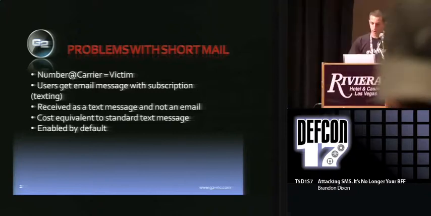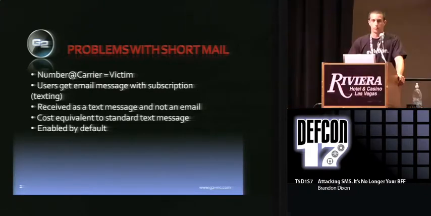So starting with the short mail, the second you have an account or some service with your mobile provider, your number is automatically associated with an email address. This email address automatically turns you into a victim. All you have to have is text messaging enabled. When somebody actually has your number and the carrier that you belong to, they can send a message to that address, and the message will make it there without a problem. It's received as a text message, not as an email, so it shows up in your inbox. And the cost equivalent is that it's standard to a regular text message.